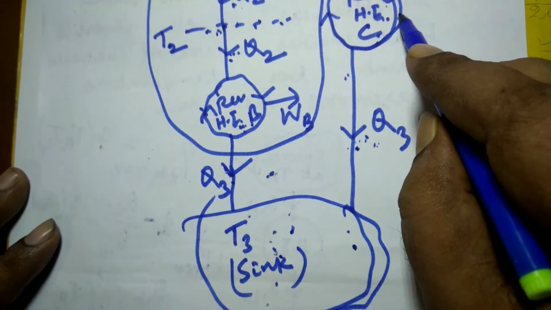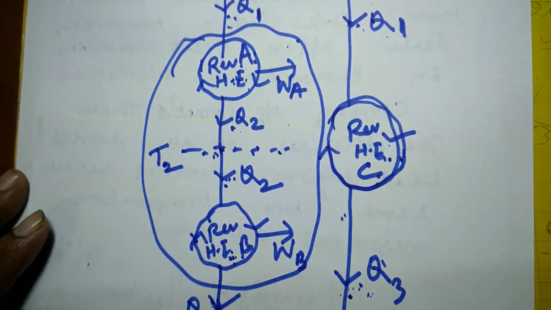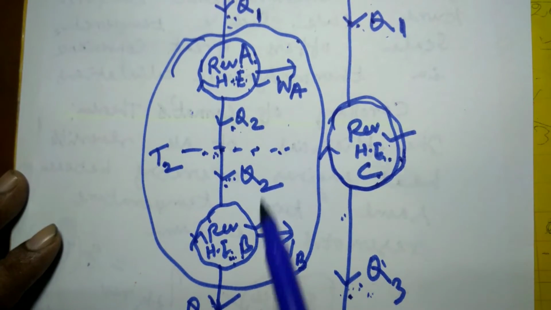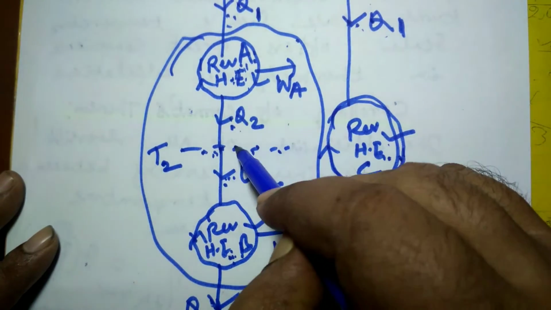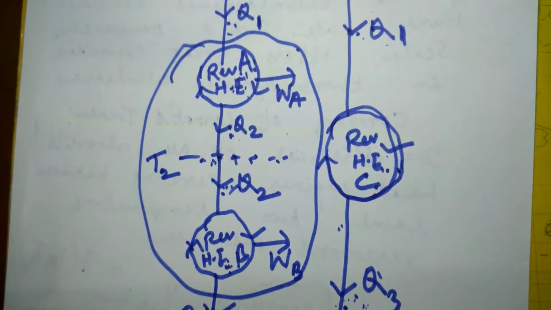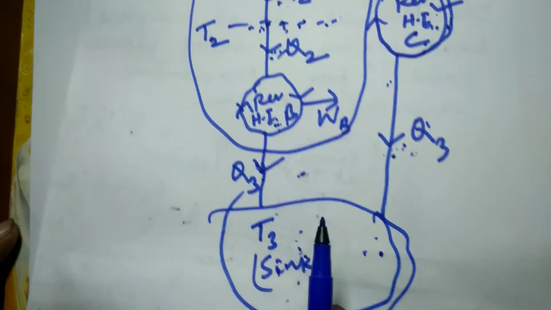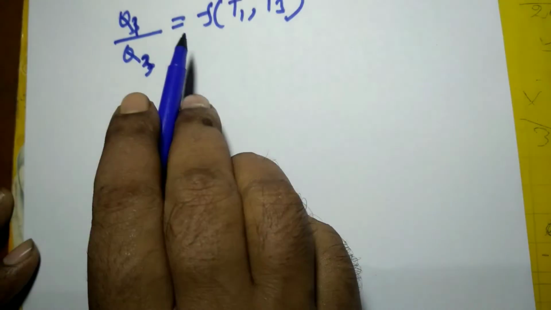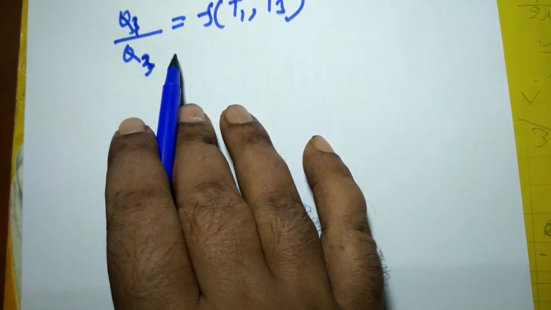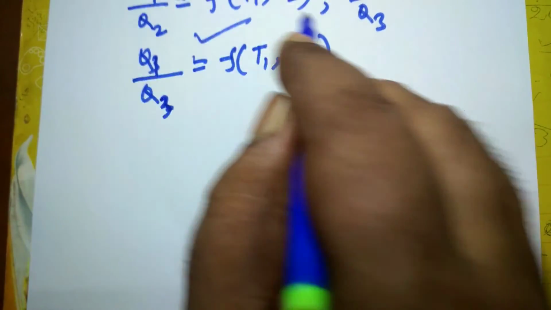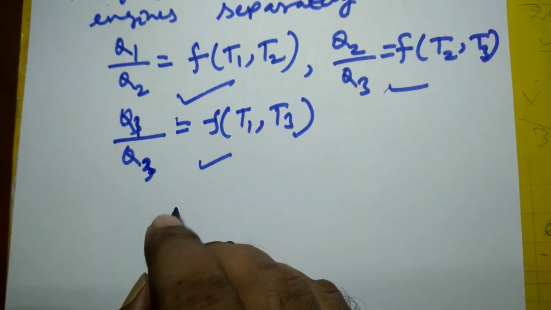Since reversible heat engine C operates between these two temperatures, Q1 by Q3 is a function of T1 and T3. For heat engine A, Q1 by Q2 is a function of T1 and T2. Q2 by Q3 for reversible heat engine B is a function of T2 and T3. These equations are based on equation 1 for engine C, this equation for engine A, this equation for engine B, and this is equation 3.